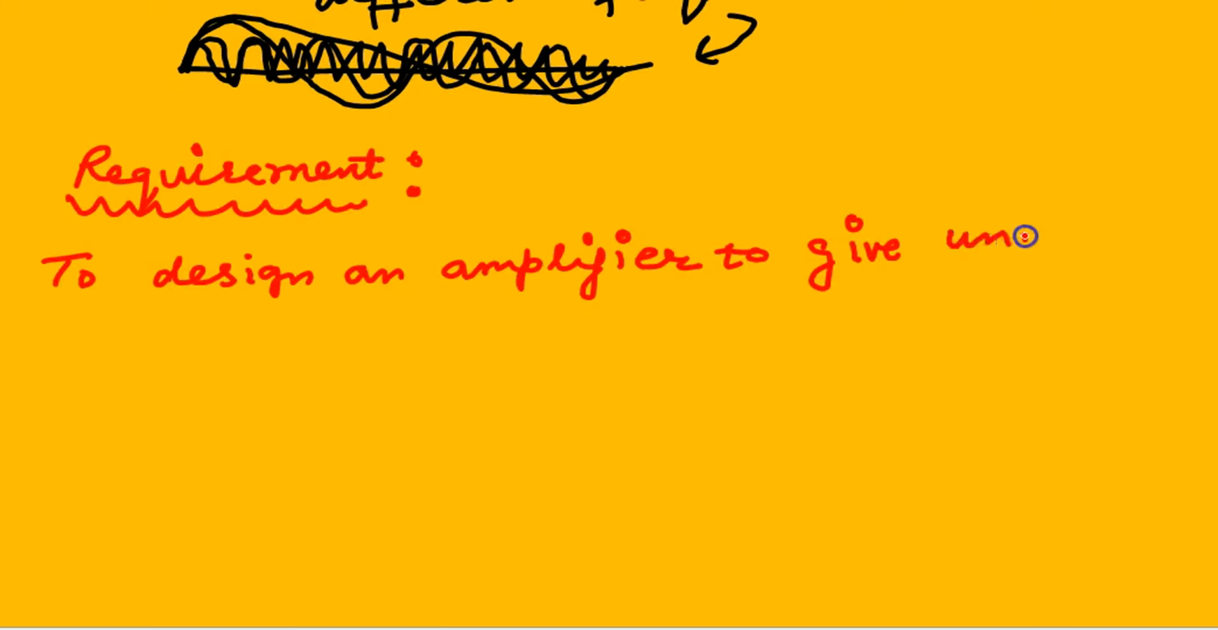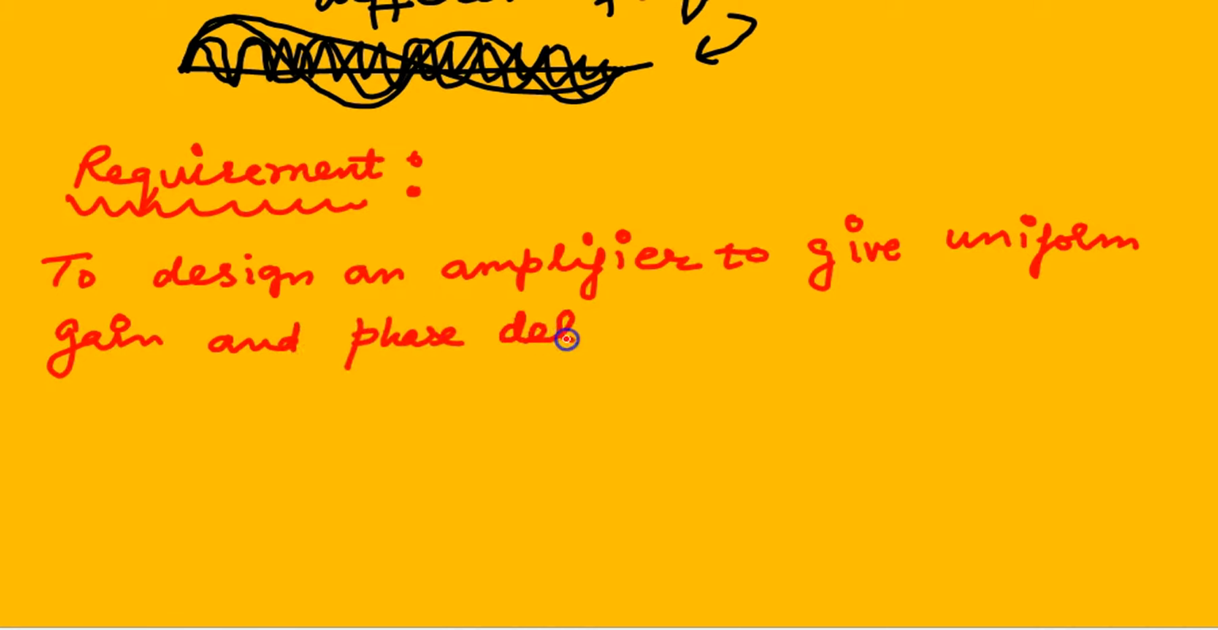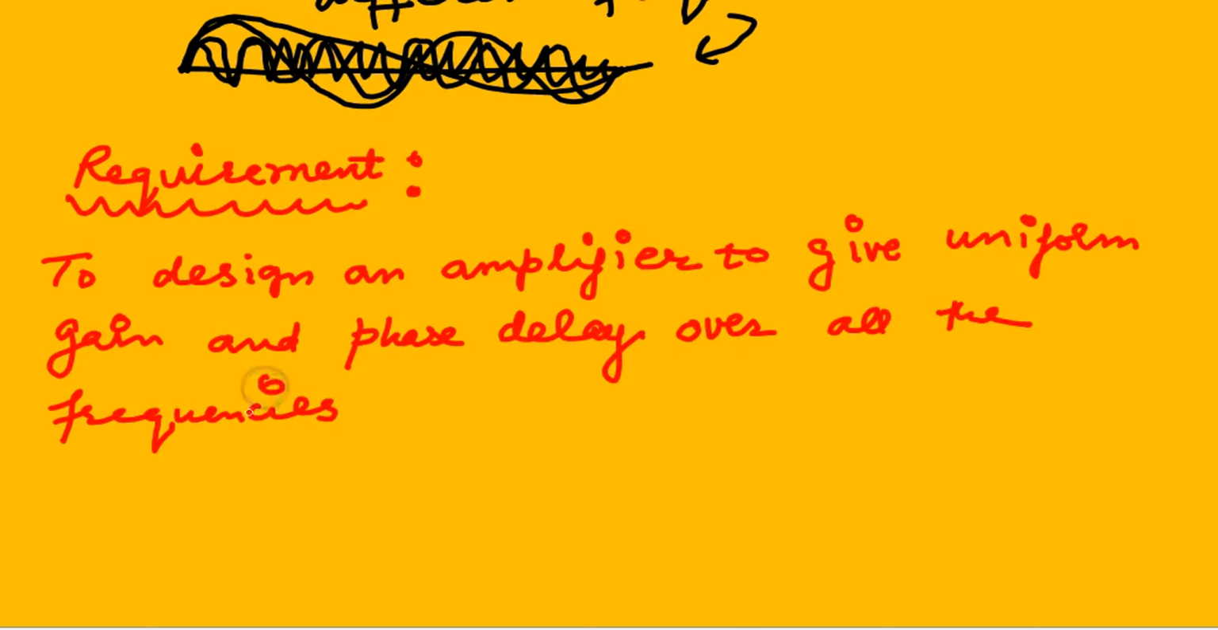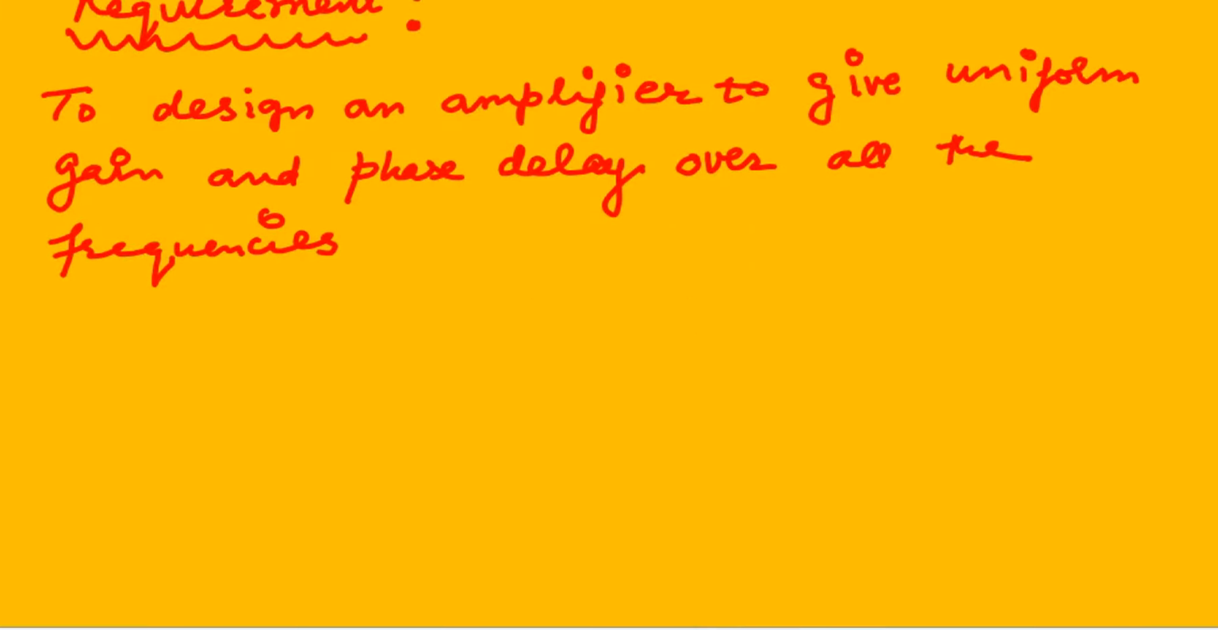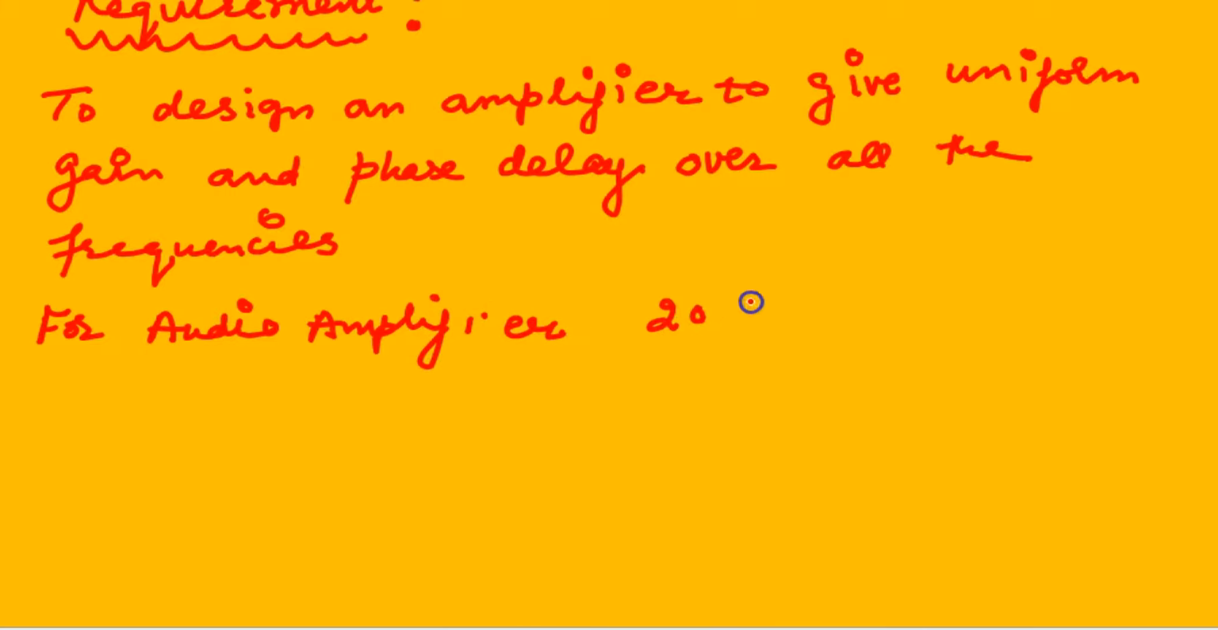Now, what is the requirement? The requirement to design an amplifier is to give uniform gain and phase delay over all the frequencies. A good amplifier should amplify with equal gain all the components and should give the same phase delay for all the components.